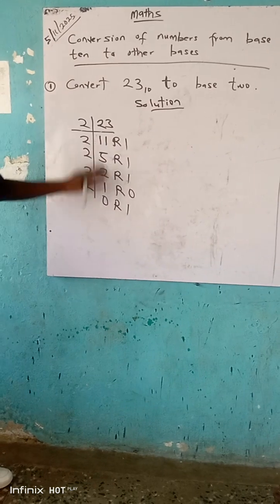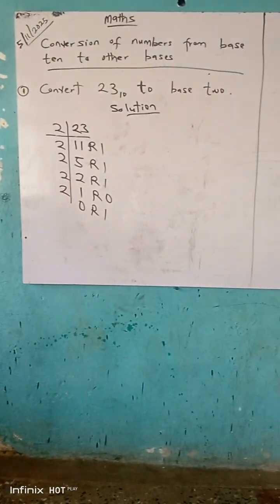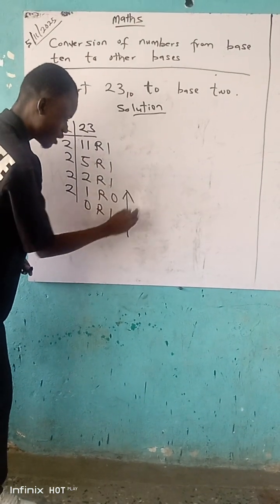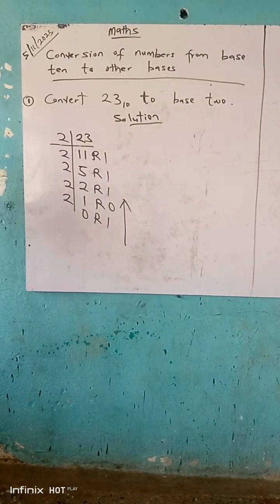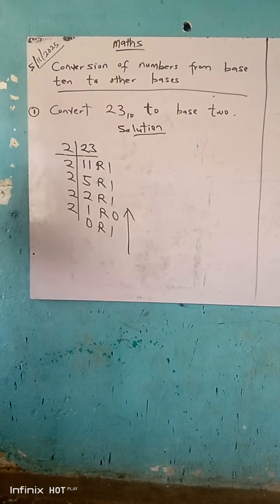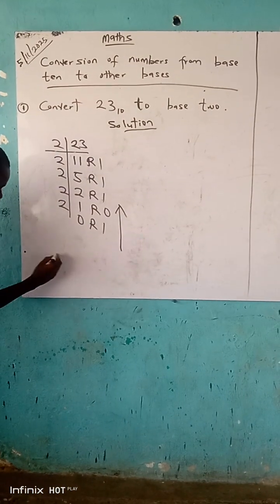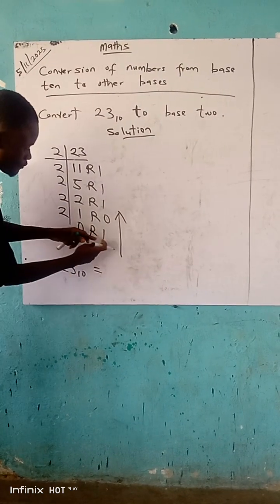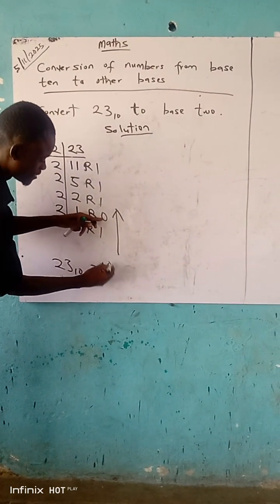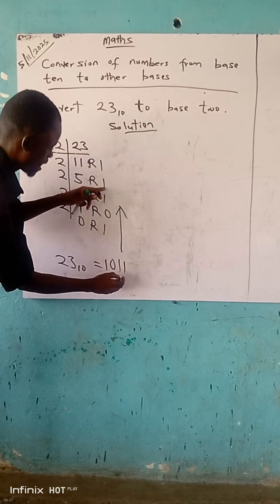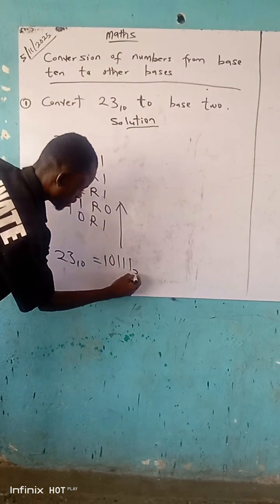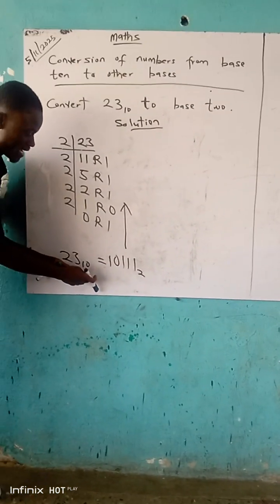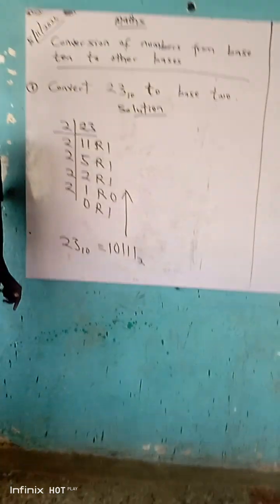Now we have finished our conversion, but the question is, how are we going to get our answer? You are going to pick from bottom to top. You pick your answers from bottom to top, which simply means 23 in base 10 is equal to, picking from the bottom, 1 0 1 1 1 in base 2. Now we have successfully converted 23 in base 10 to a base 2 number.